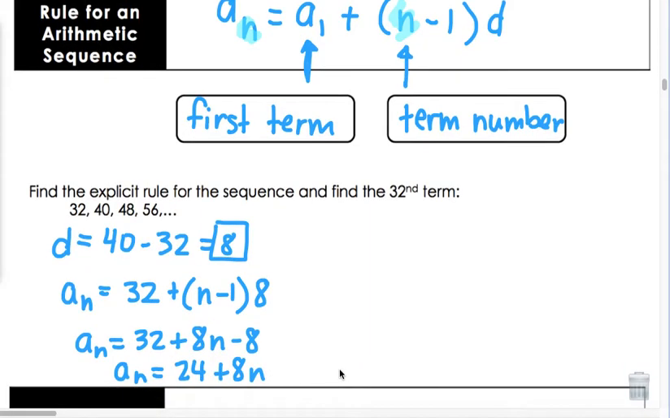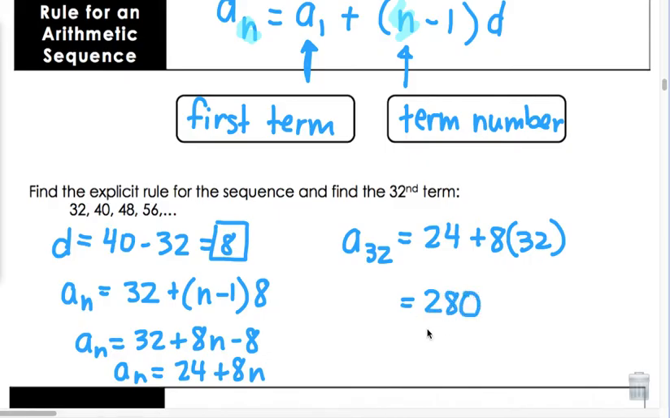Okay, I did that part, but now I have to find the 32nd term. So I'm going to do a sub 32. That's what I'm looking for, that term, and substitute it into my rule. And I'm substituting in the term number. And I should get 280. Okay, so in the 32nd term, the value or number will be 280.